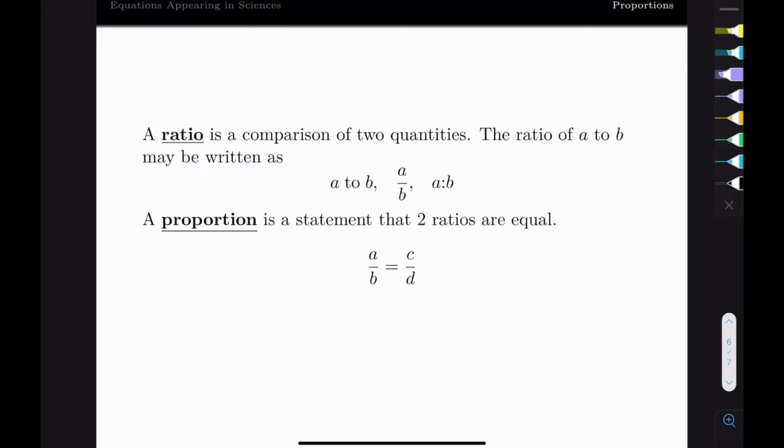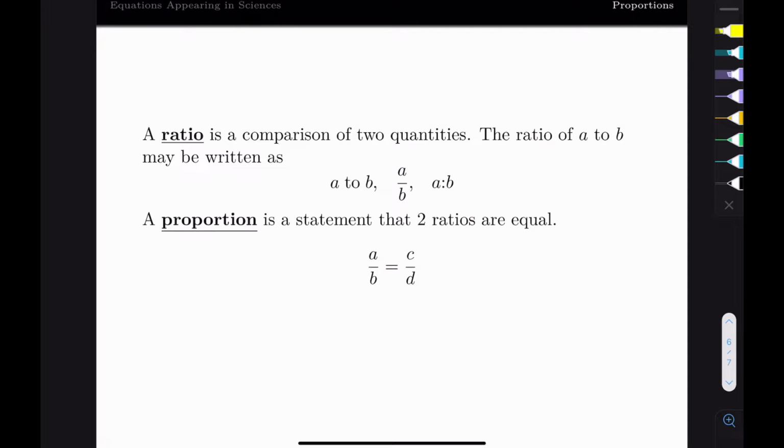So we're often working with ratios just in the real world. And it's really comparing two quantities. So we can say the ratio of A to B is this thing. And it can be written in a ton of different forms. You could say A to B, A divided by B. We use a colon as well to indicate that it's some kind of ratio.